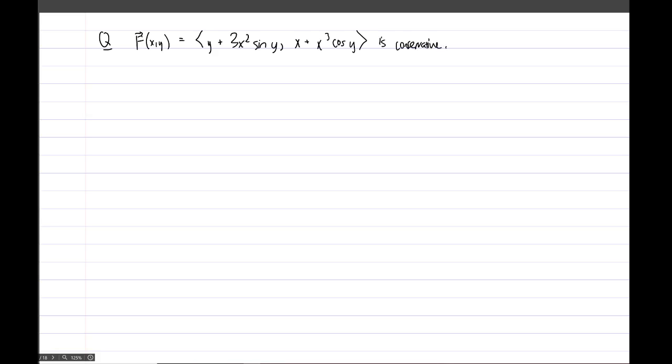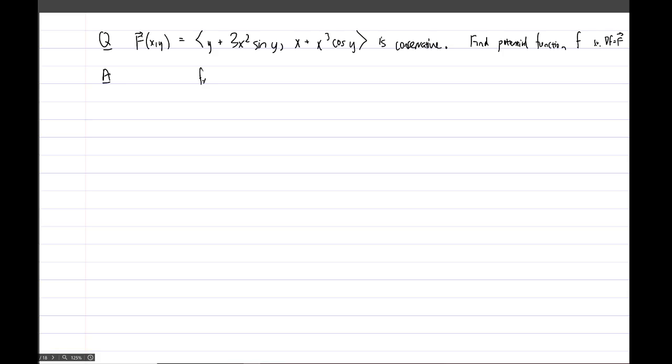Though we haven't checked this, you could: the partial derivative of this with respect to y is equal to the partial derivative of this with respect to x. I'll leave it up to you if you'd like to do that. But let's find a potential function, lowercase f, such that when you take the gradient of this, you get back the vector field that we were given. Because we have a conservative vector field, it had to have been the gradient of lowercase f.